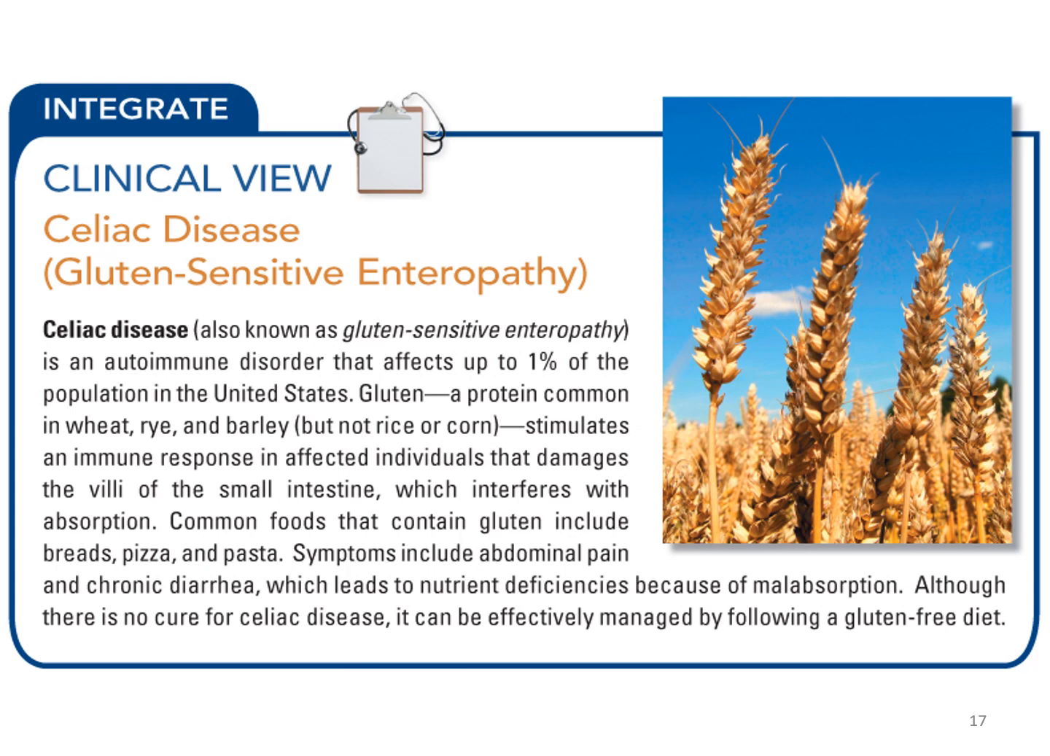So common foods that have gluten, breads, pizzas, pastas, things like that, it causes abdominal pain, chronic diarrhea, and then eventually you get nutrient deficiencies because you're essentially attacking the villi of the small intestines. So there's not really a treatment for this, but if you avoid gluten, if you follow a gluten-free diet, then you can avoid that autoimmune attack and you can work through it that way.